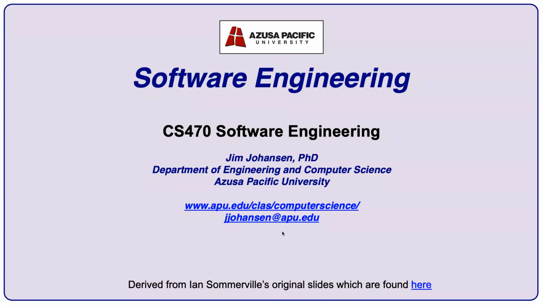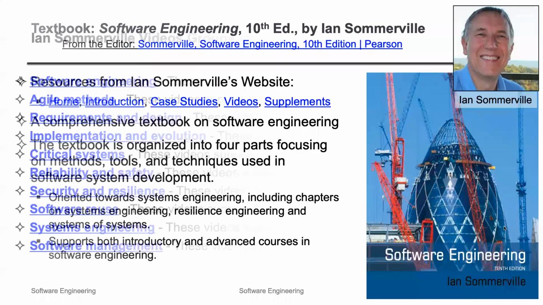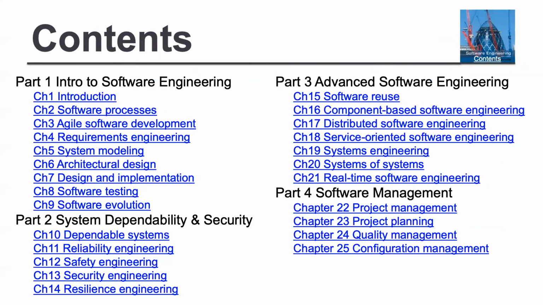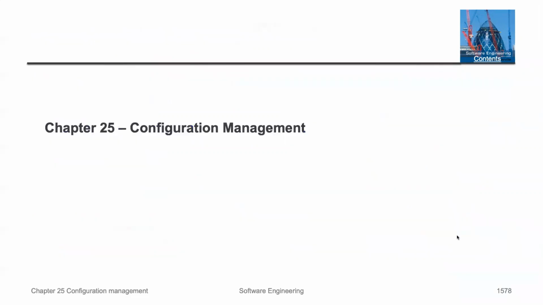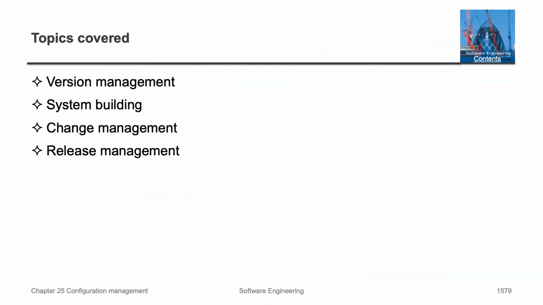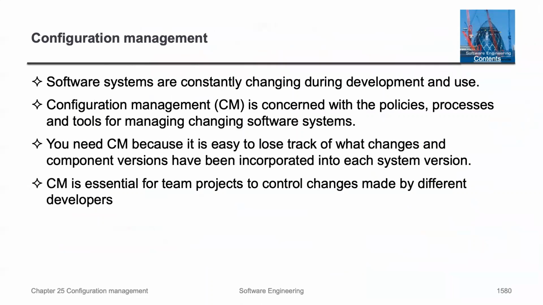Well, welcome back to our class on software engineering. This will be the last video for the fourth section on software management and actually the last video for the course. And so this will be a chapter on configuration management. The four things that we'll talk about in this lecture are version management, system building, change management, and release management.